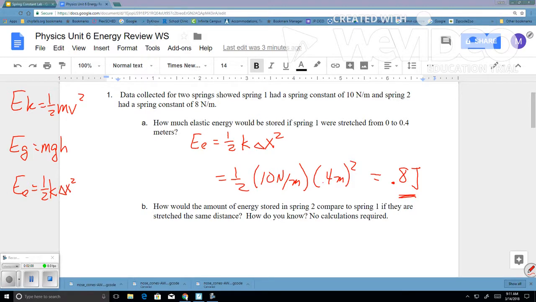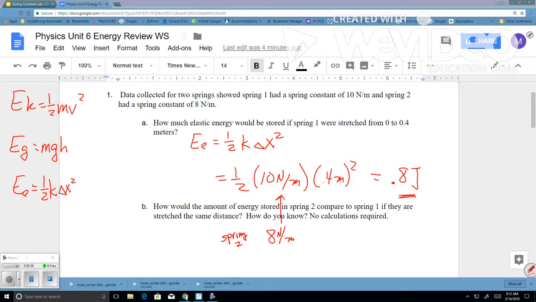In question B, we want to know how the amount of energy stored in spring 2 would compare to spring 1 if they're stretched the same distance. So everything being equal, which one stores more energy? Spring 2 has a spring constant of 8 newtons per meter, and that would go in this spot here, so the whole value would be less.